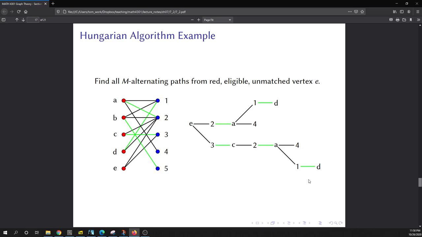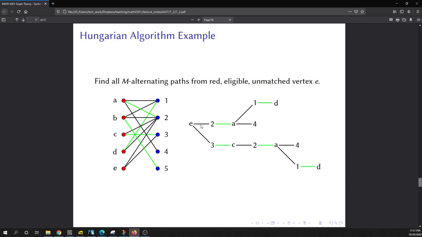So these paths that go from E to D are M alternating for sure, but they're not M augmenting. The ones that go from E to 4 are M augmenting, because E and 4 are unmatched. So I'm just going to pick this one right here, the one that goes from E to 2, 2 to A, A to 4. And that's an M augmenting path, so I'm going to flip.